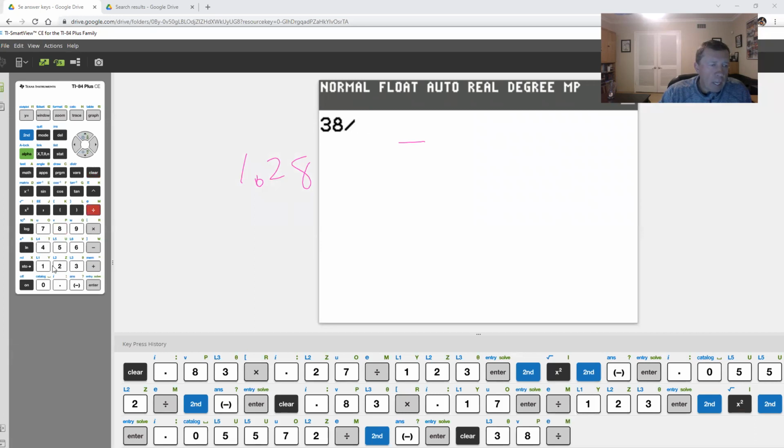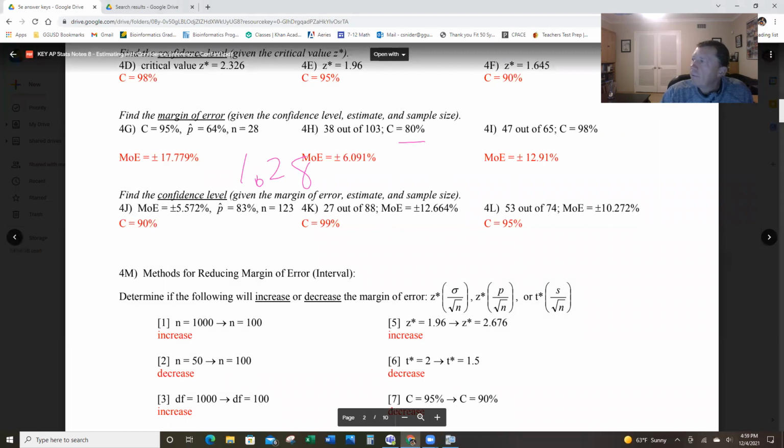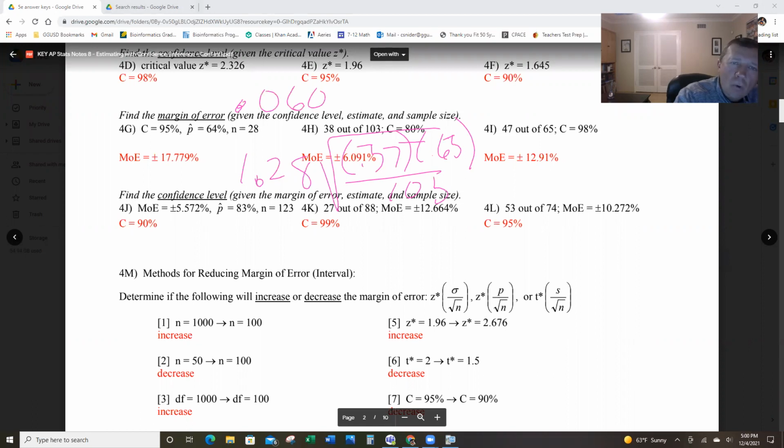38 divided by 103. It's about 37%. I'm going to round it to about 37%. So I'm going to multiply that times 0.37, 0.63 over 103. Again, stop the video and crunch the number. It will come out to about 0.06091. It'll be a little different than that because I rounded.